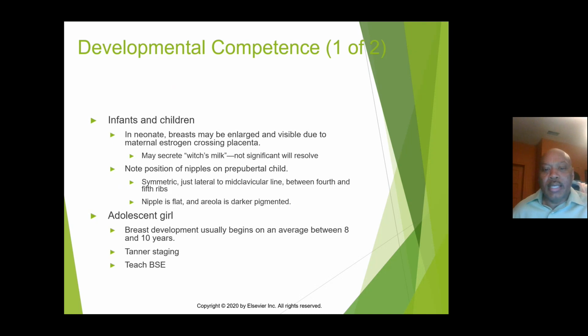Right. Now, as far as adolescent girls, breast development usually begins on average between 8 and 10 years of age. You guys know this also is determined by race. Black girls, they tend to develop faster than white females. We also use the Tanner staging tool, and this also determines, I can't remember exactly. The Tanner has to do with puberty.